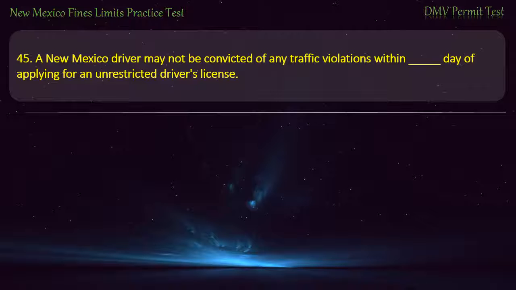Question 45. A New Mexico driver may not be convicted of any traffic violations within days of applying for an unrestricted driver's license. 60, 90, 10, 30. Answer. 90.